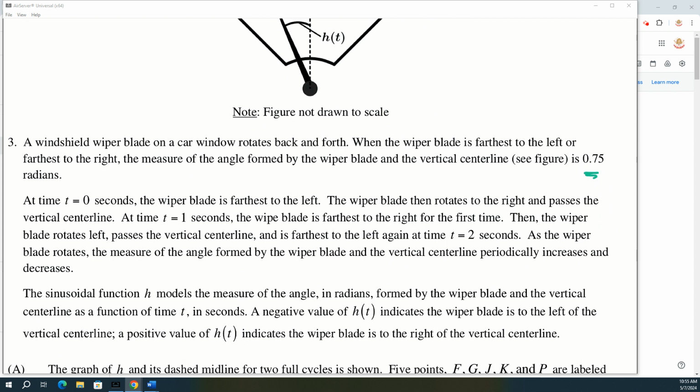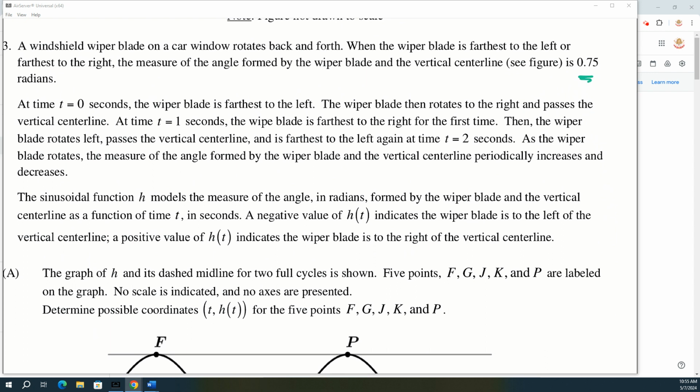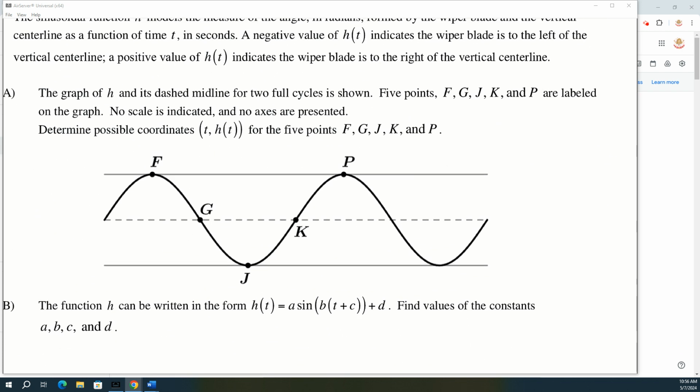A sinusoidal function h models the measure of that angle in radians. We've never done a problem like this one. It's always been the height, like the height of a speck on a spinner or something. So this one, the equation gives you the angle in radians formed by the wiper blade and the center line. A negative value of h indicates the wiper blade is to the left of the vertical line, and a positive value of h indicates the wiper blade is to the right of the vertical center line. Okay, so we have this graph that should look super familiar to you. We're going to figure out the coordinates of F, G, J, K, and P.